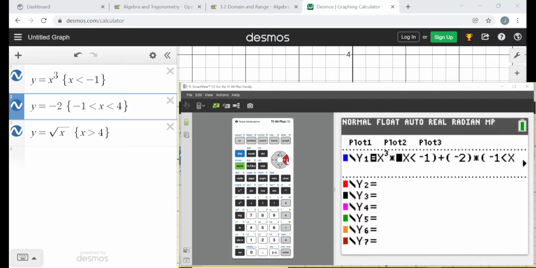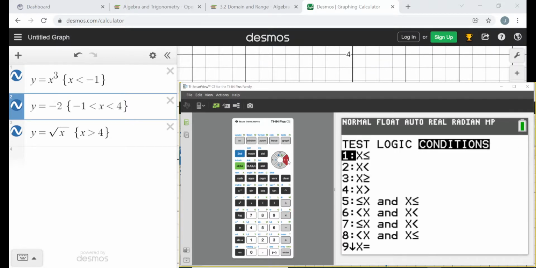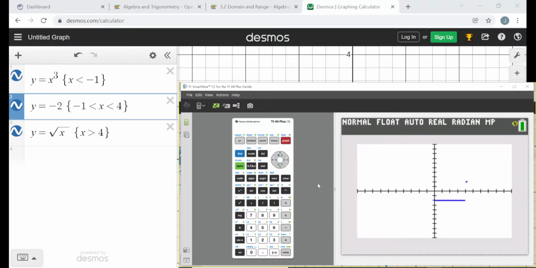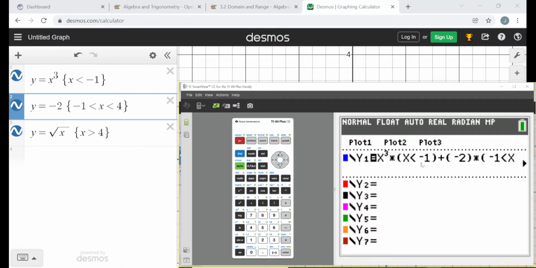Then we're going to add the first piece times its condition, plus the second rule times its condition, and then plus the third piece, which was the square root of x, times its condition, in parentheses, and it was x is greater than 4. And then graph, right? You'll see the same picture I drew by hand. Where's the x cubed part? I hate this. I don't know why that's not showing up.